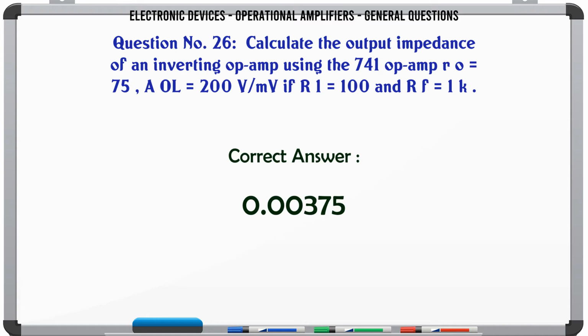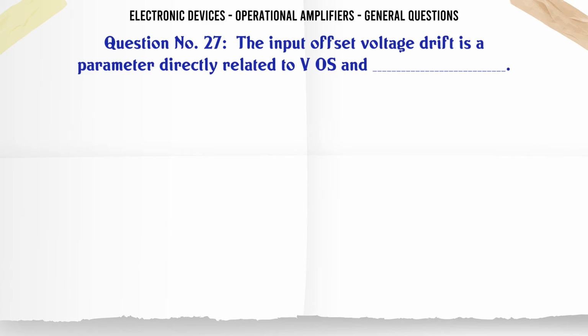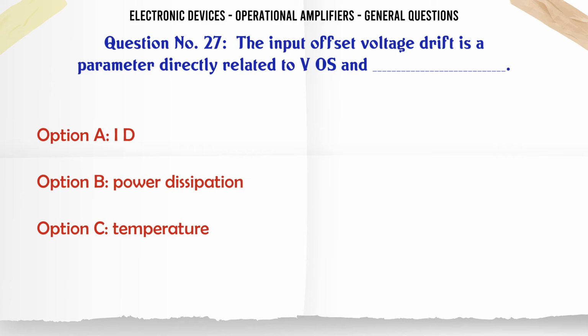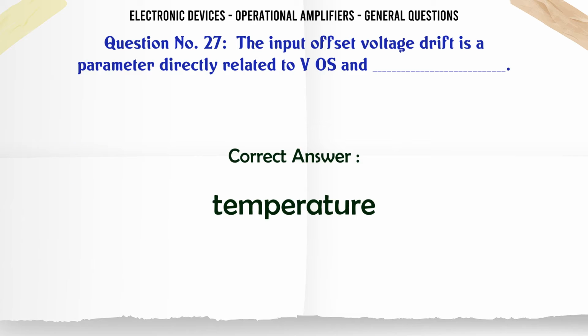The correct answer is 0.00375. The input offset voltage drift is a parameter directly related to VOS and A. ID, B. power dissipation, C. temperature, D. phase shift. The correct answer is temperature.